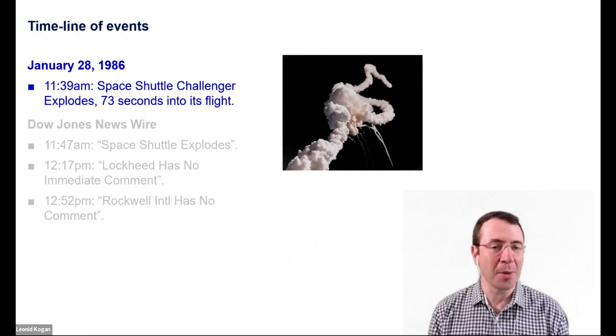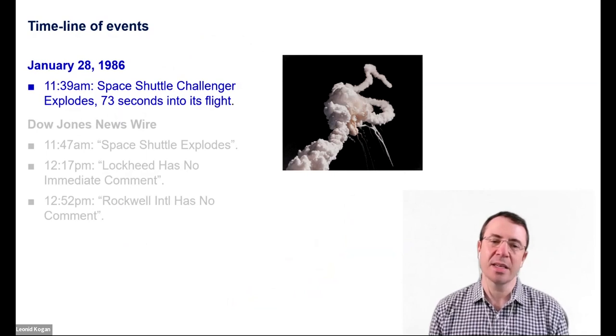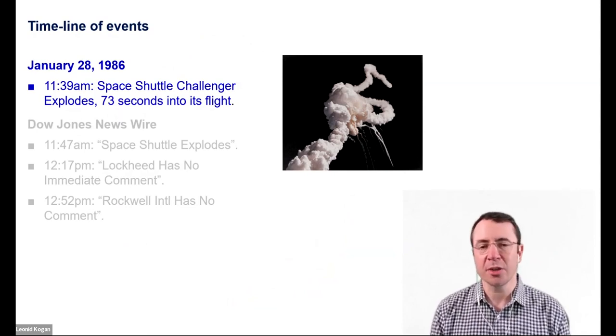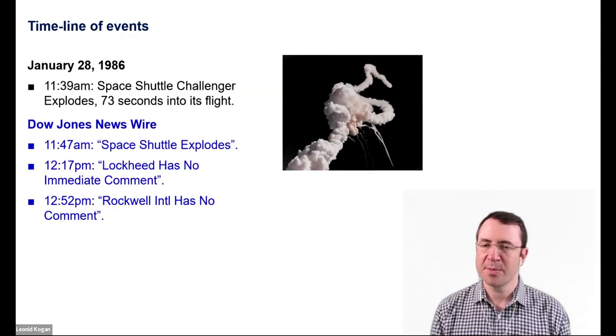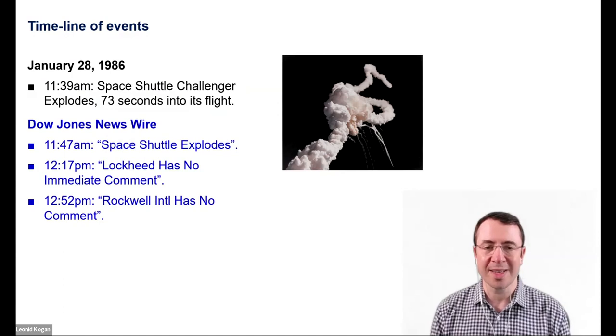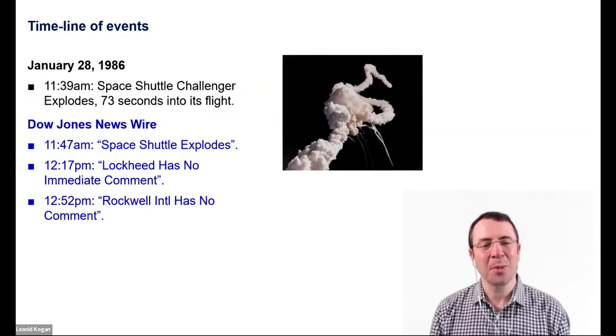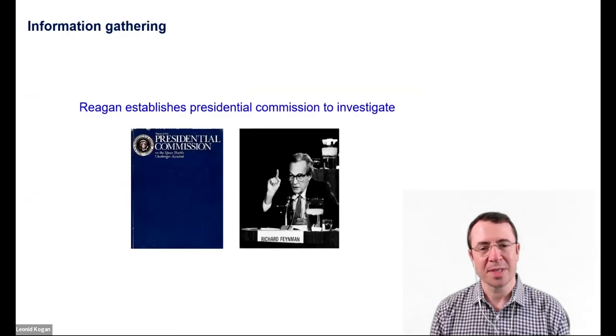So this example is from 1986. If you recall, in 1986, Space Shuttle Challenger exploded shortly into its flight. And this explosion was reported by various news agencies. Defense contractors, various kinds of aerospace contractors who were involved in constructing the shuttle, immediately responded with the statement that they have no comment. It was clear that someone would have to take the blame for that. That's going to be very detrimental to the business.